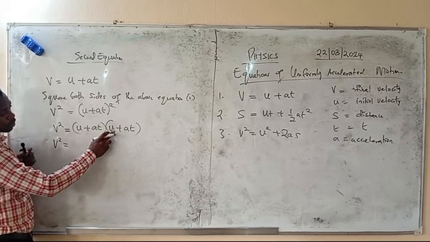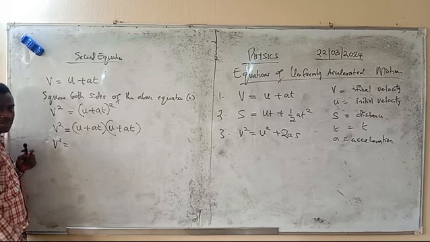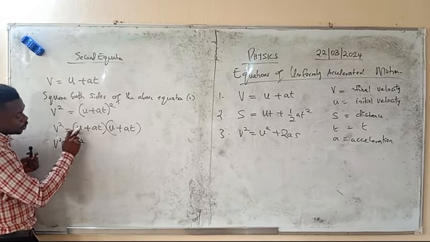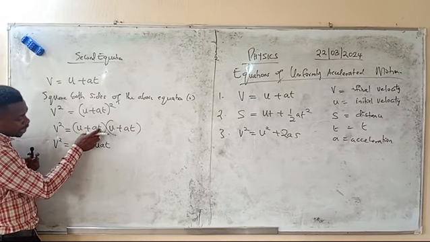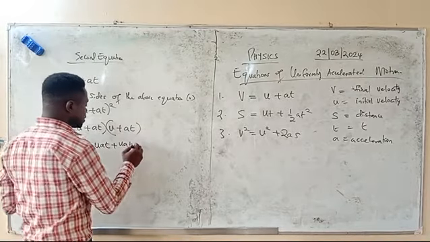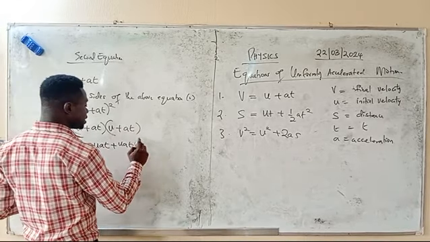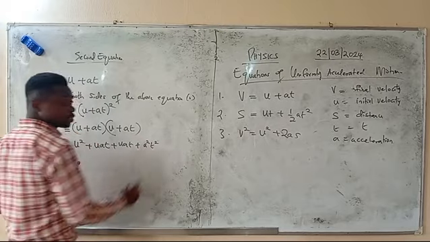U times U is what? How can U times U be U? It is U squared. U times U is U squared. U times AT is UAT. AT times U is also UAT. AT times AT: A times A is A squared, T times T is T squared. So AT times AT is A squared T squared. That's the meaning.